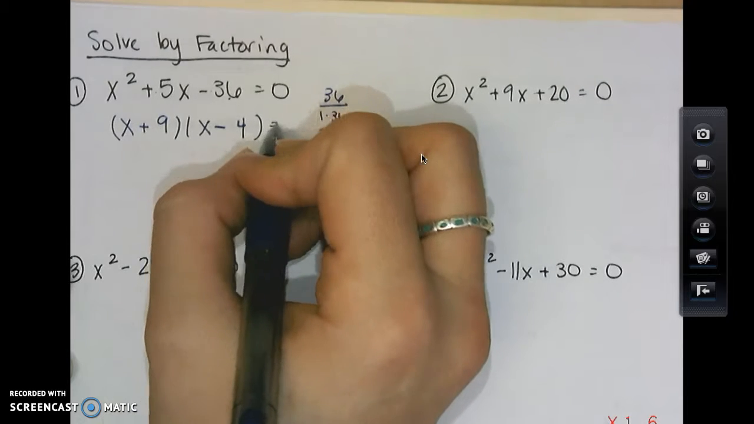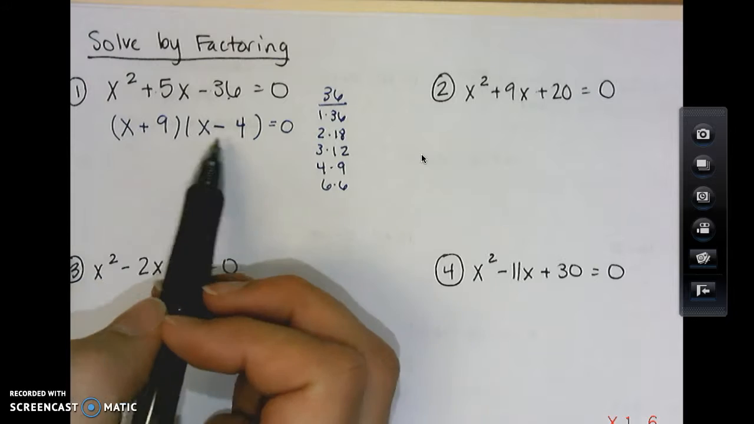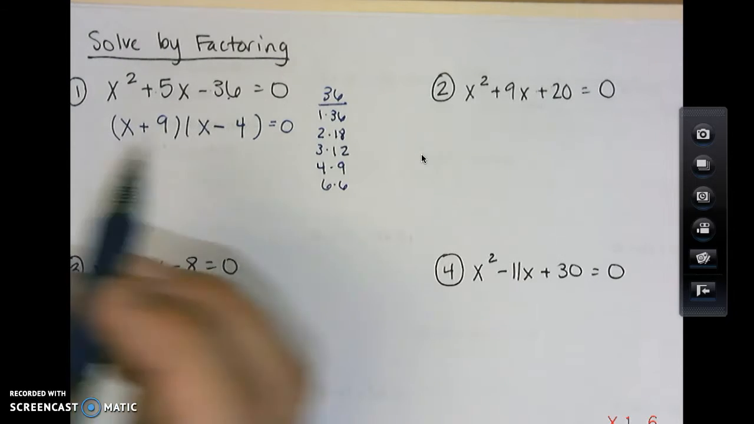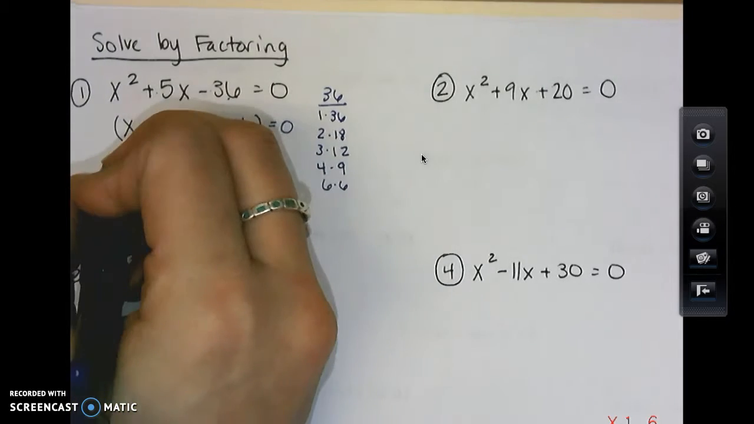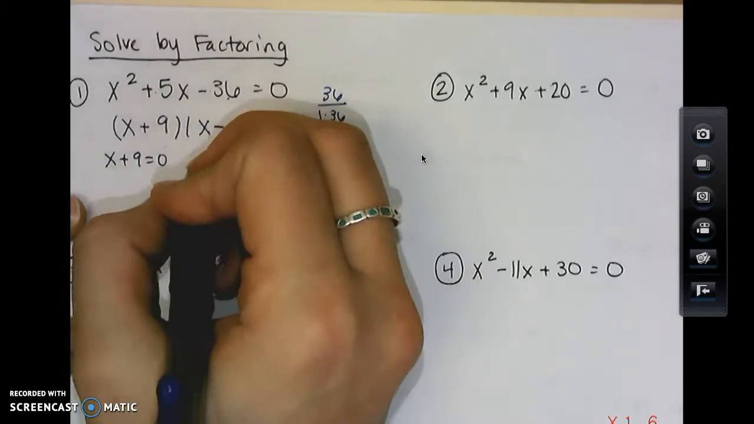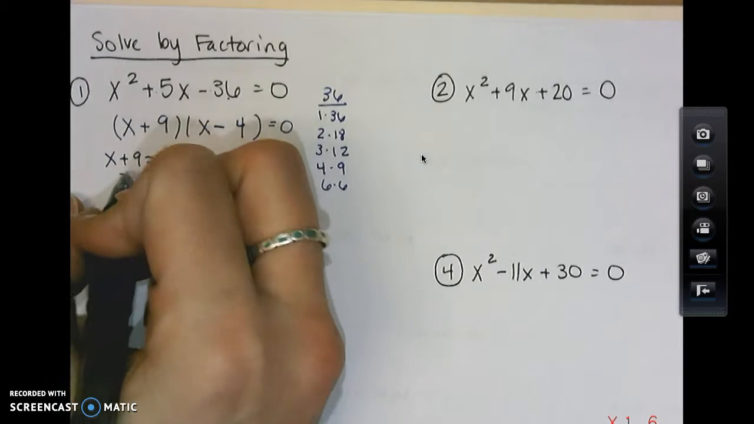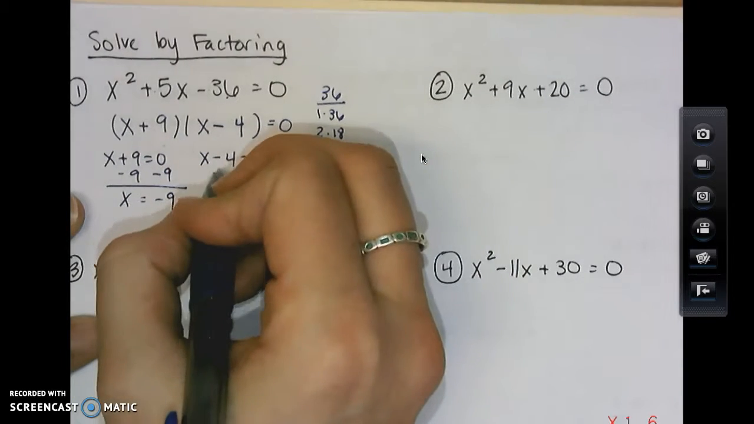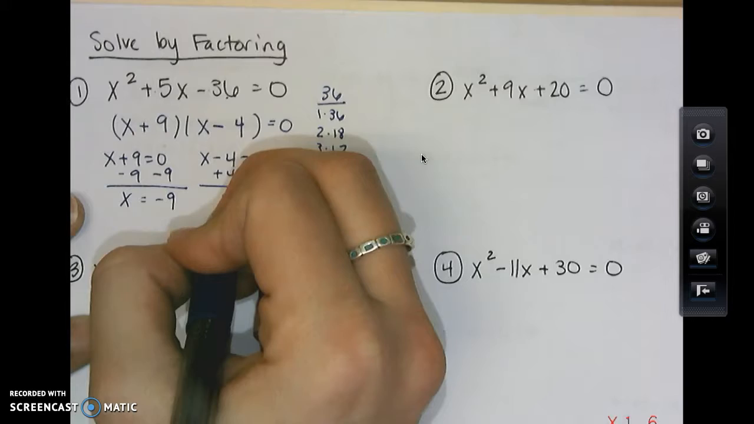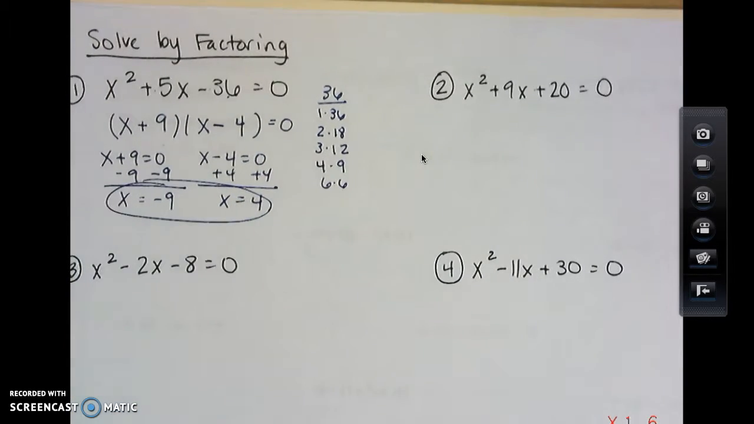In order for this to equal 0, anytime you are multiplying something, in order for it to equal 0, one or both have to be 0. So we set both of these to equal 0. So we have x plus 9 equals 0 and x minus 4 equals 0. So if I solve this, subtract 9 from both sides, you get x equals negative 9. I'm going to add 4 to both sides, and you get x equals positive 4. These are your two solutions. So those are your answers.